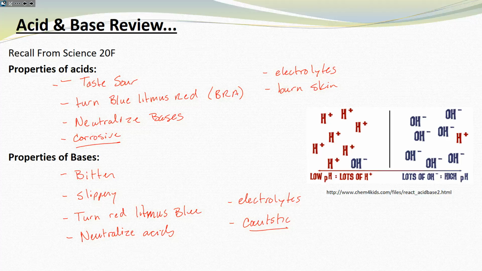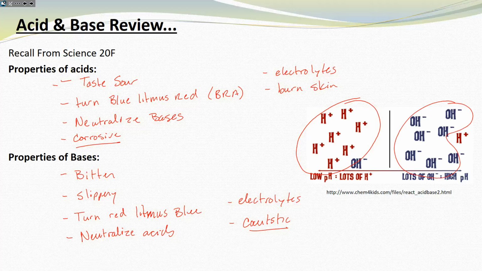So if you're looking at what acids have, acids will have lots and lots of H's and very few OH's, and bases will have lots of OH's and very few H's. Since acids really have H plus and bases really have OH minus, if you put these together, we get H2O, which is water. So that's basically neutralization. That's what I said earlier. Acids neutralize bases, bases neutralize acids. And why? Because H's and OH's get together and form water, which is neutral.